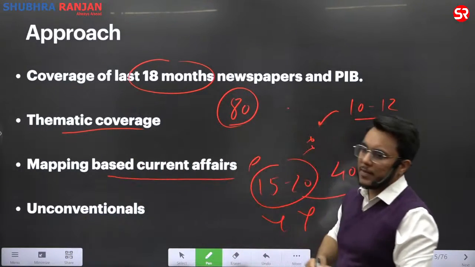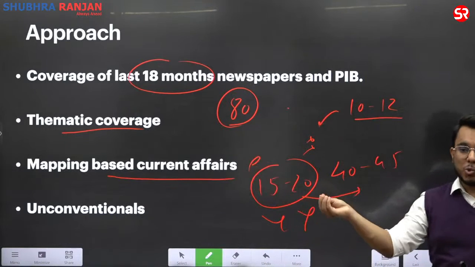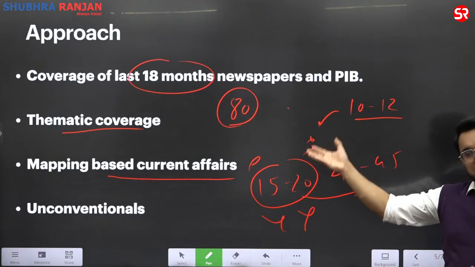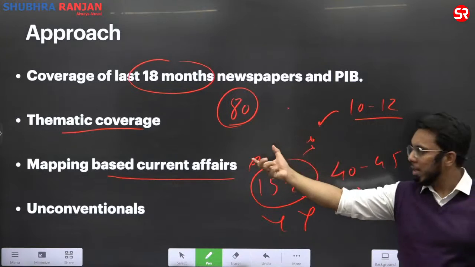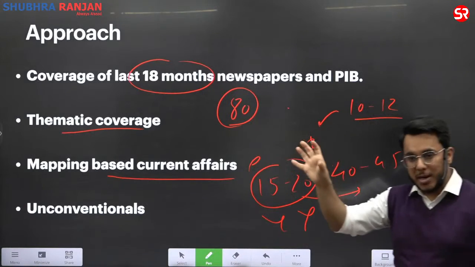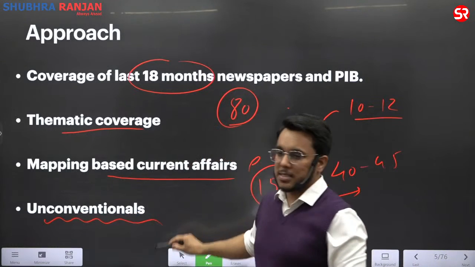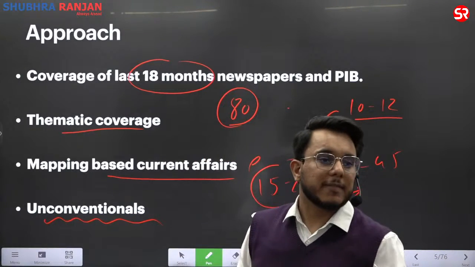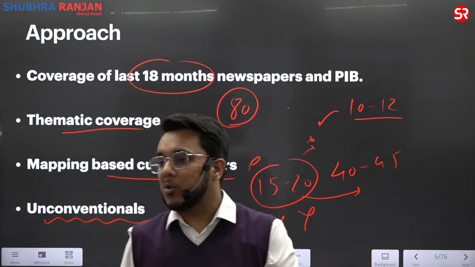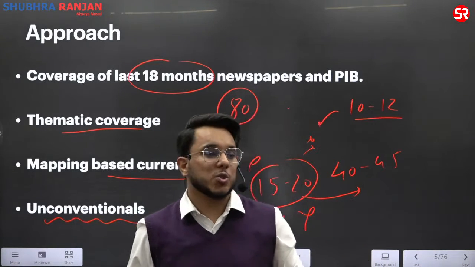Map based current affairs, because we find that 2-3 questions at least are coming on mapping. Last year it happened, before that it happened. So basically the issues, the locations will be taken, and some unconventional areas. OK, unconventional areas.